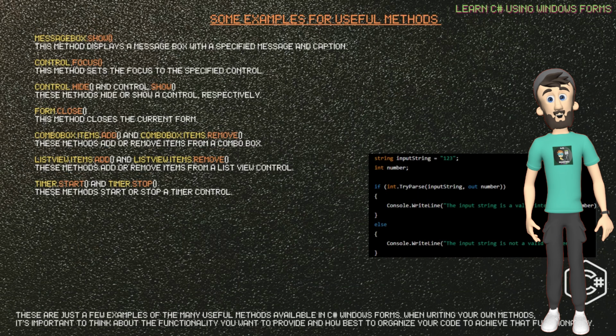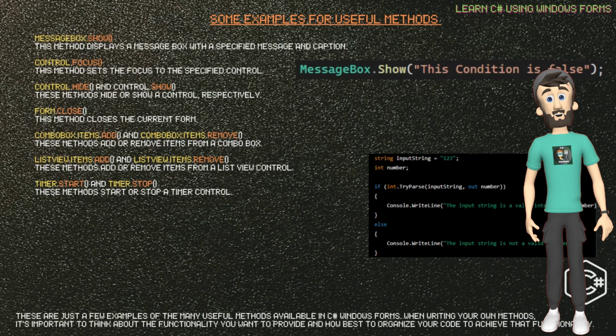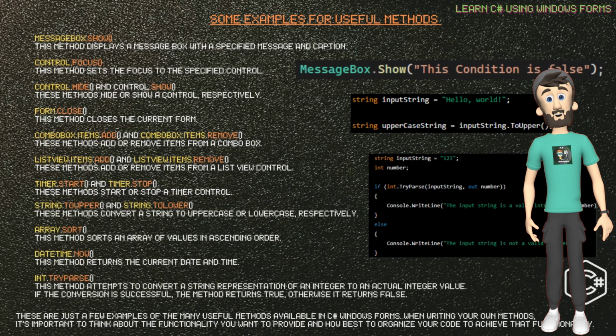These are just a few examples of the many useful methods available in C# Windows Forms. When writing your own methods, it's important to think about the functionality you want to provide and how best to organize your code to achieve that functionality.